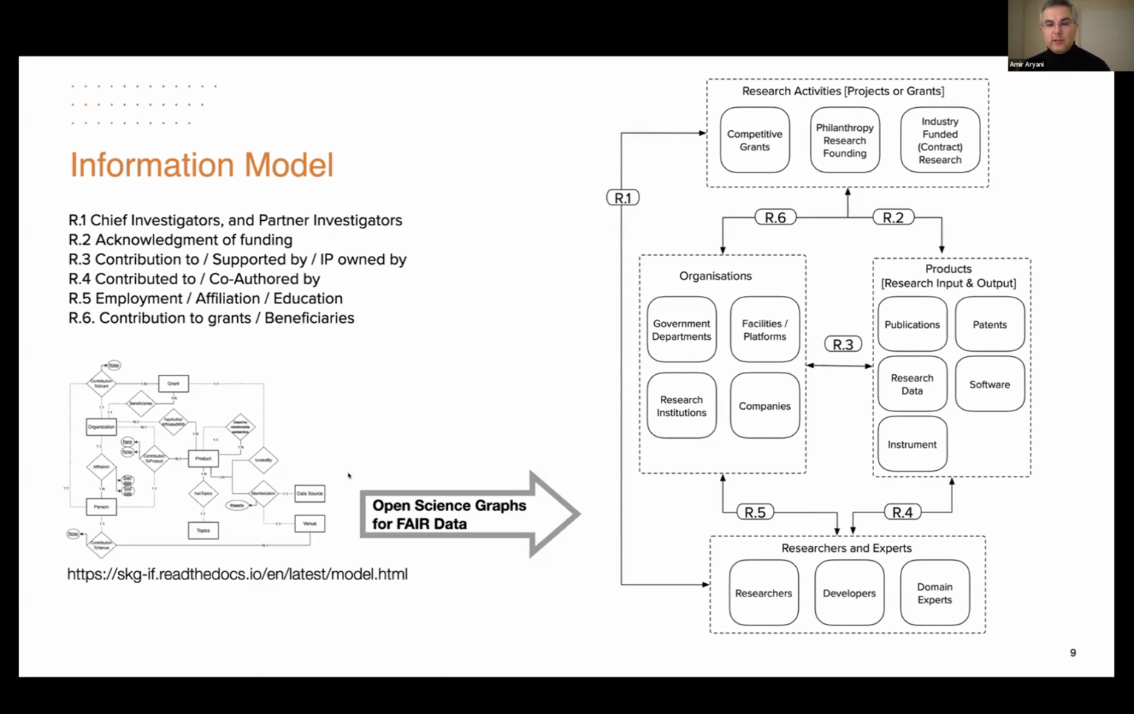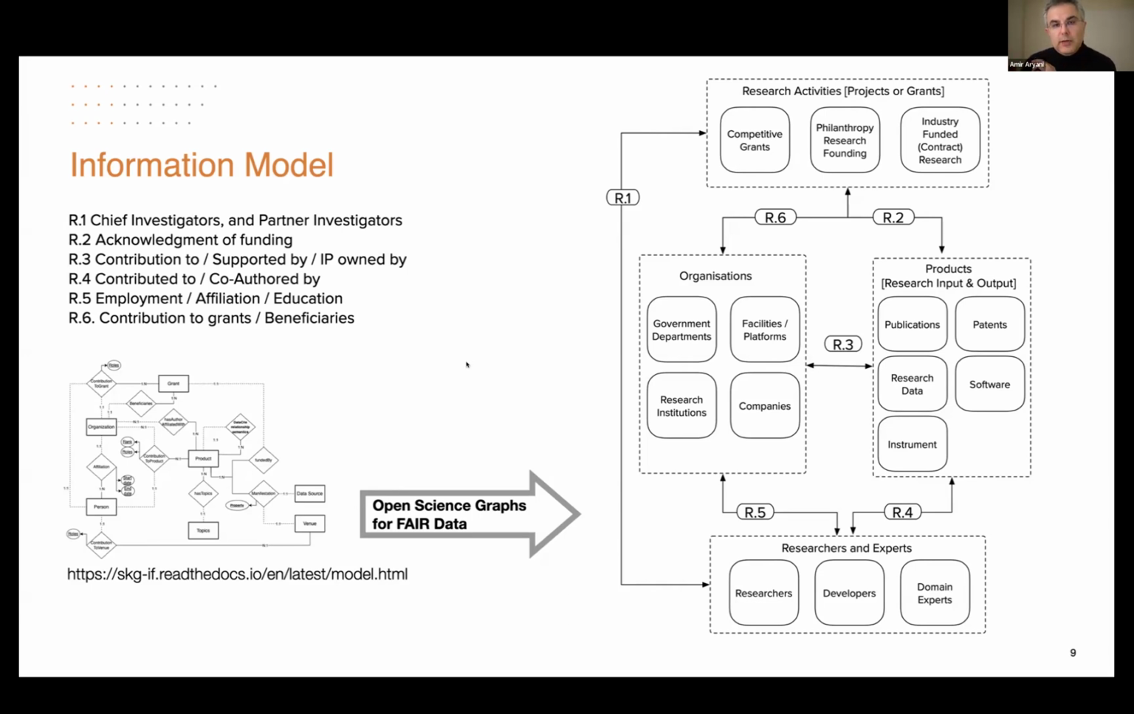Then there are organizations that are government agencies, facilities, companies, research institutions, and then there are research products, a term that comes from the SKG. It looks at the publication, patent status, software, and instruments. And all of these can be connected to the researchers and domain experts and software developers.